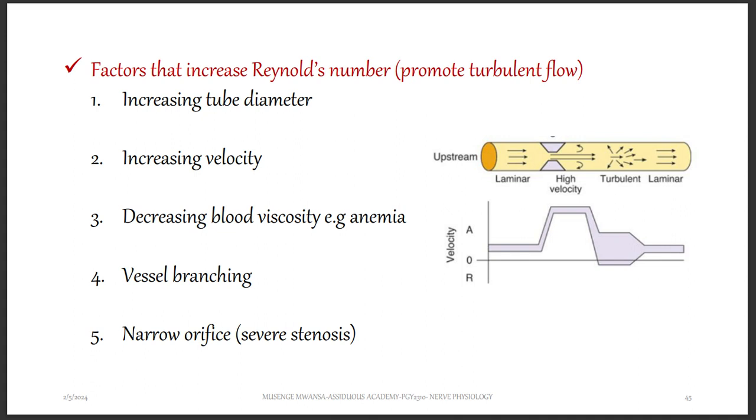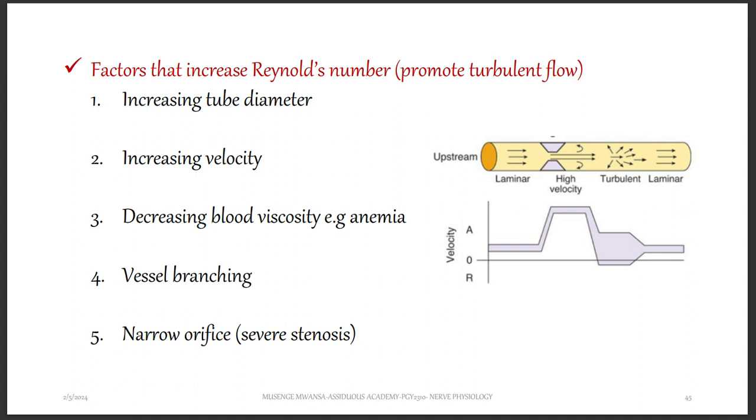For example, someone who has got anemia, the blood decreases in viscosity, meaning that the blood loses that capacity to hold. For example, think of the way oil and water are. Water has a small viscosity, that's why it can flow very fast.